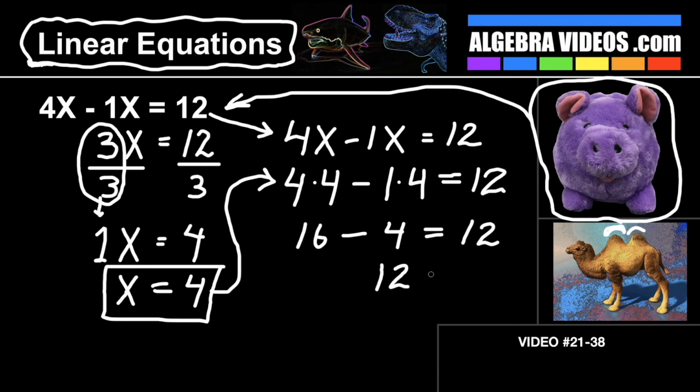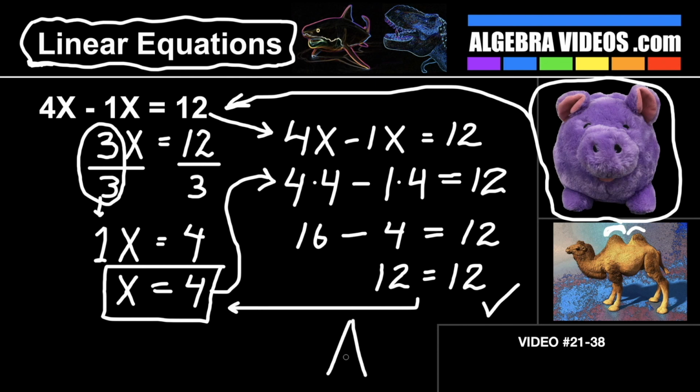Yay. And that equals, on the right side, can you rewrite the same number over and over and over? Yes, I know you can. So 12 equals 12. And that means it checked out. This is a true statement, right? So I'm going to give it a little check mark there, right? And that means that our solution of x equals 4 is correct. So I'm going to give us an A+.